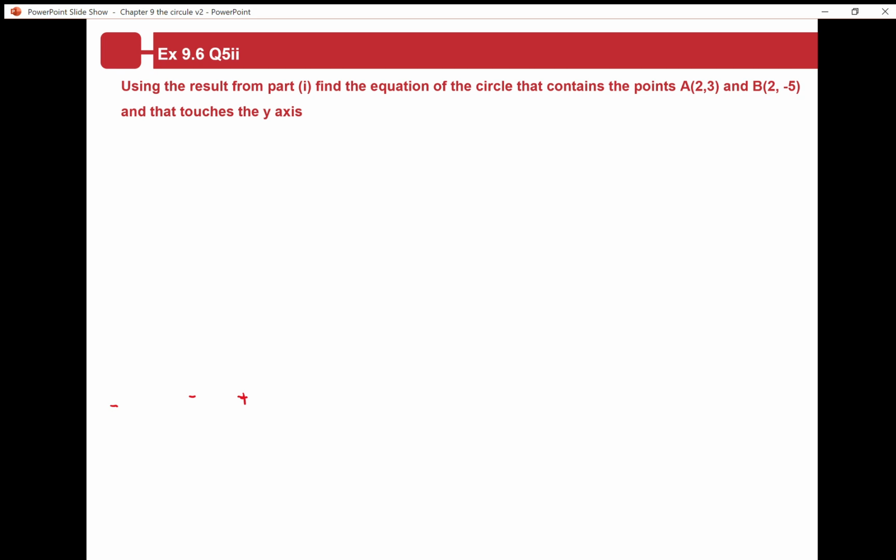Let's look at question 5, part 2. Using the result from part 1, find the equation of the circle that contains the points A, 2, 3, and B, 2, minus 5, and touches the y-axis.